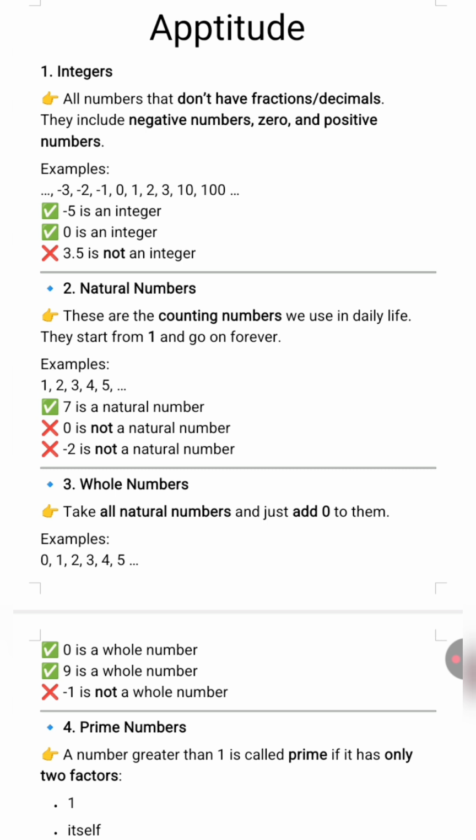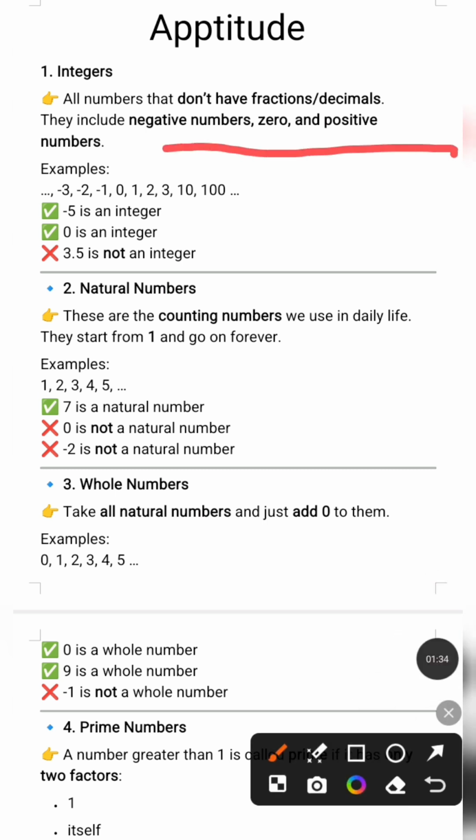First, let's talk about integers. Integers are numbers that do not have fractions or decimals. They include only negative numbers, positive numbers and zero. 5 and minus 5 are integers. 0 is an integer, but minus 3.5 is not an integer.